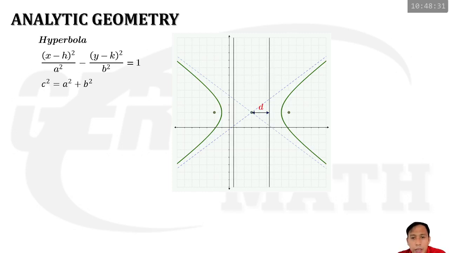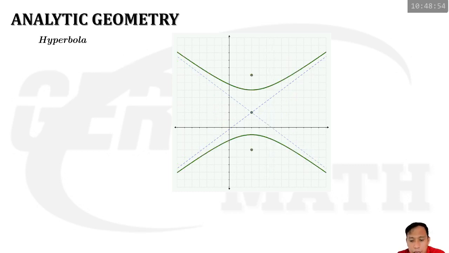And the directrix, we can also get it using the eccentricity. The eccentricity has the same formula as in the ellipse, c over a. So the directrix is a over e. And for the hyperbola, the eccentricity is greater than 1.